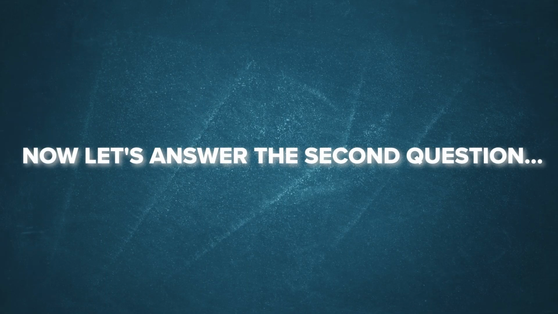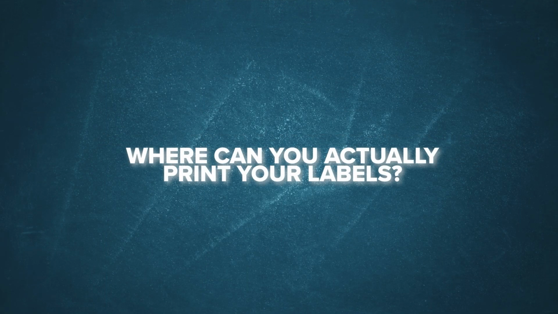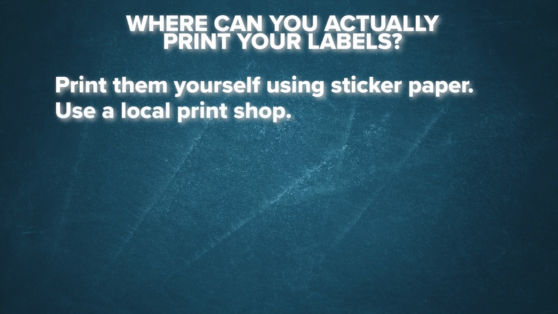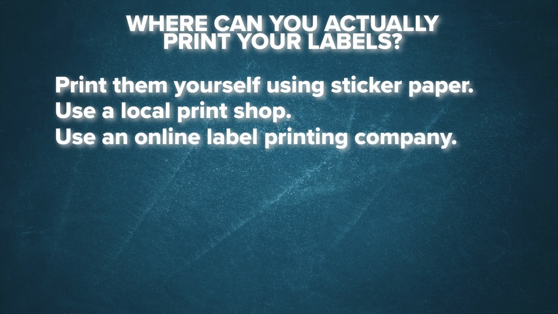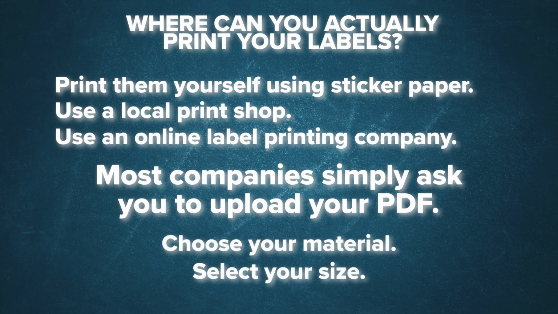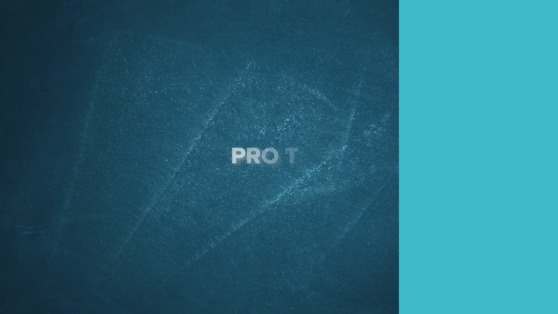Now, let's answer the second question. Where can you actually print your labels? You have several options. Option 1, print them yourself using sticker paper. This is great for small businesses and testing designs. Option 2, use a local print shop. Many print shops can print labels on waterproof or glossy sticker paper. Option 3, use an online label printing company. This is usually the best option if you're producing large quantities. Most companies simply ask you to upload your PDF, choose your material, select your size, and they'll deliver professionally printed labels straight to your door.